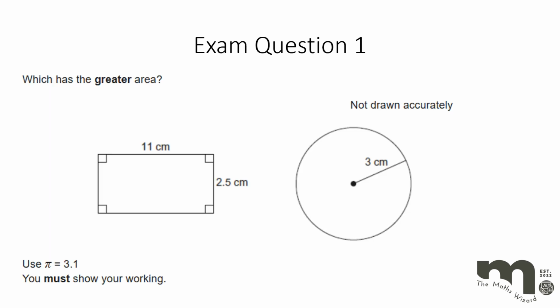So here is your first one. We've got this rectangle here that's 11 centimeters by 2.5 centimeters. We've then got a circle with a radius of 3 centimeters. All this question wanted to know was which one has the greater area, and they wanted you to use pi equals 3.1 for this. They wanted you to use pi to one decimal place, and obviously it goes without saying you've got to show your working out for this question.